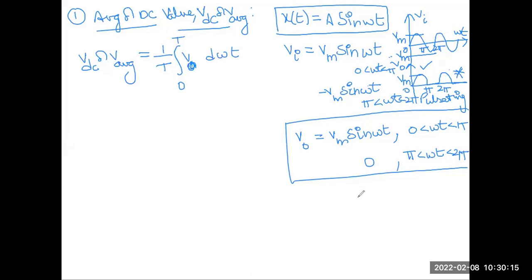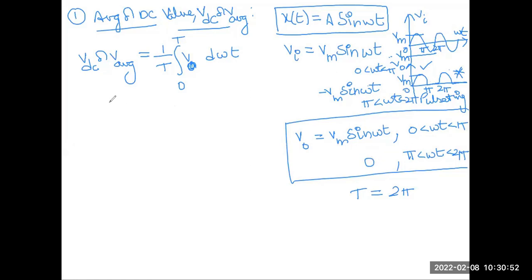Now what is our time period T here? It is 2 pi, because the output waveform is repeating for every 2 pi period. The time period is defined as the period for which the waveform repeats itself. But the problem is that in that 2 pi period, we see two cases: one where the output exists and the other where the output doesn't exist, which is 0, as we have written here.